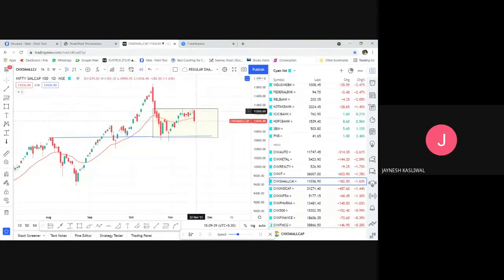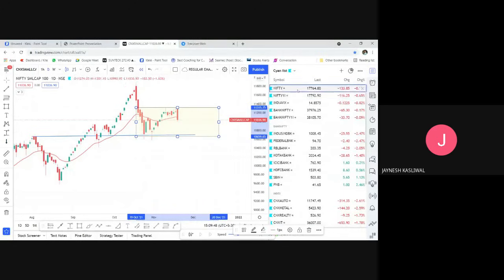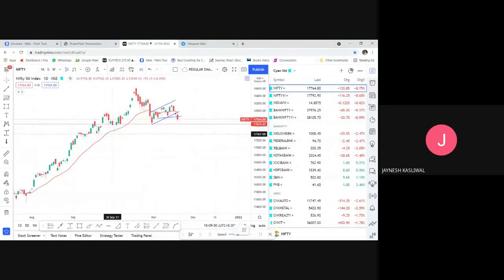Let's see how it goes in the coming days, and if we see a successful reversal, then it will be confirmed that we will be stuck in this range. Like Nifty will be stuck in a range of this area. I think Nifty will also be stuck in this area, around a range of 600 points.